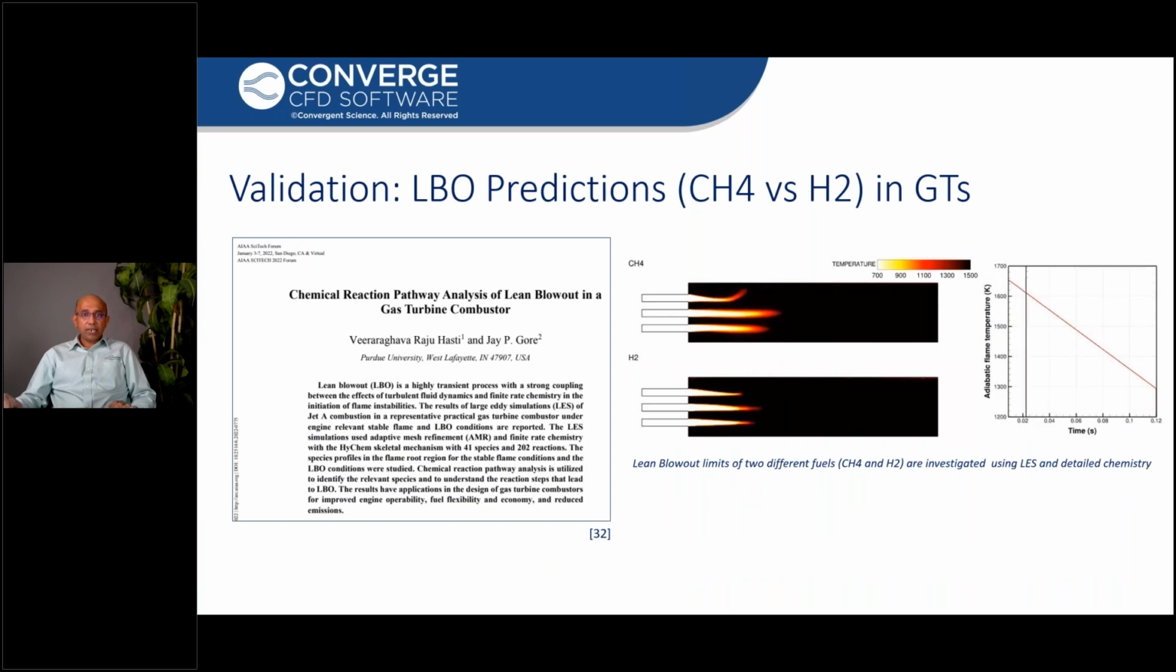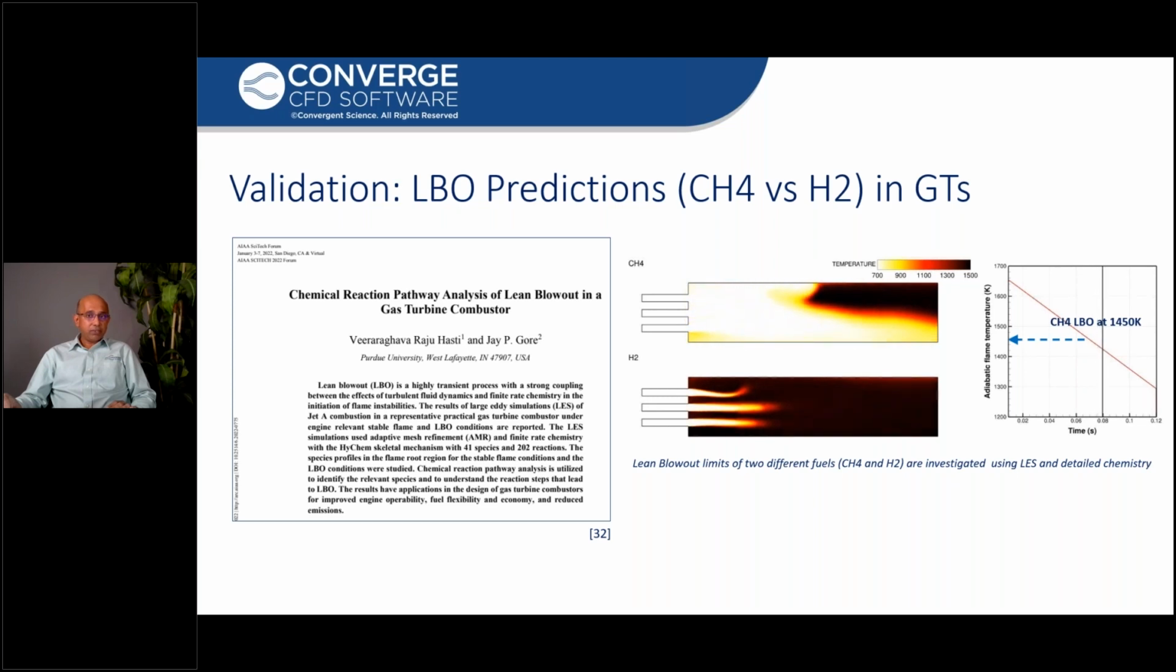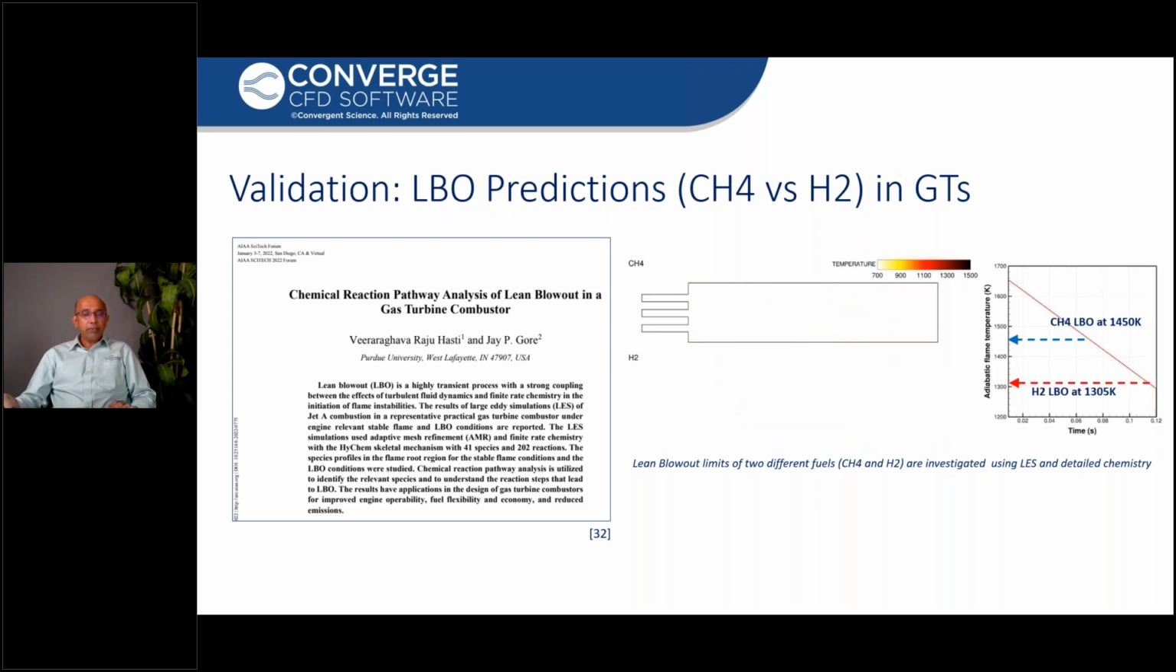The following work done at Purdue University shows how CONVERGE has been successfully used to predict lean blowout of 2 different fuels, methane and hydrogen, in a gas turbine combustor. The simulations were able to run and predict the different lean blowout temperatures as shown in the video.